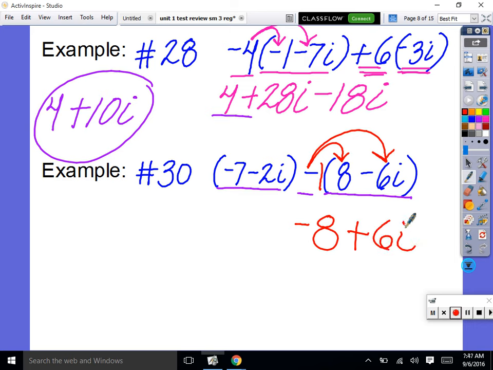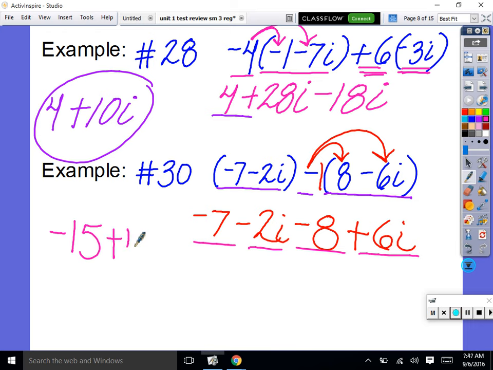And now you can just drop down the front things. You wouldn't change signs on this. There's not a negative in front. You'll just drop these straight down. So we still have negative 7 minus 2i. Does everybody see how I did that? Yeah. Now real parts with real parts, imaginary parts with imaginary parts. Negative 7 minus 8 is negative 15, correct? Negative 2i's plus 6i's is positive 4i's.